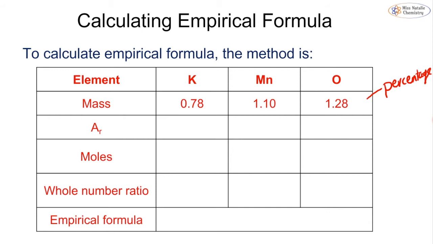The first thing that we then do is we determine the relative atomic mass of each of these. And we can lift this information straight from the periodic table. And remember, you will always have access to a periodic table in your exam. You're not expected to memorise it, and it will generally be at the back of your exam paper. So when we look up the relative atomic mass for each of these, we find that potassium is 39, manganese is 55, and oxygen is 16.